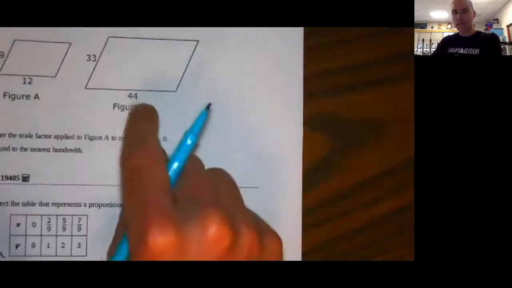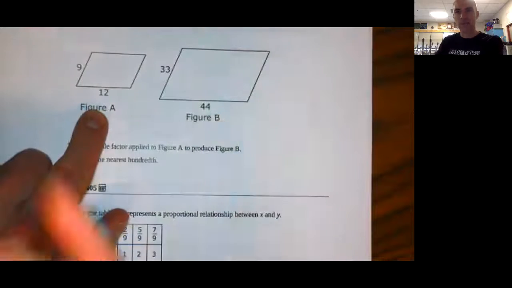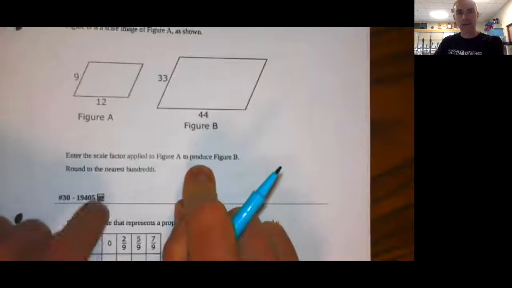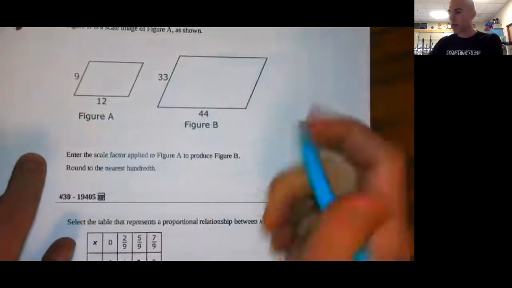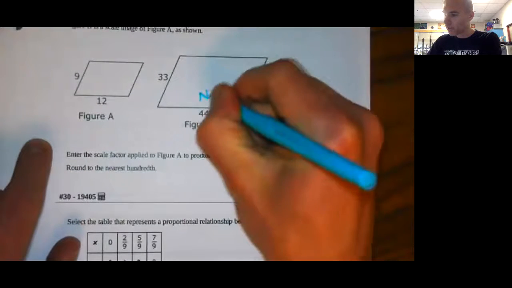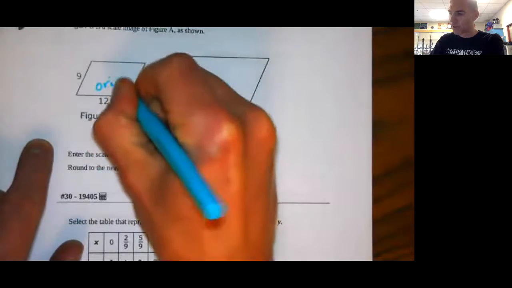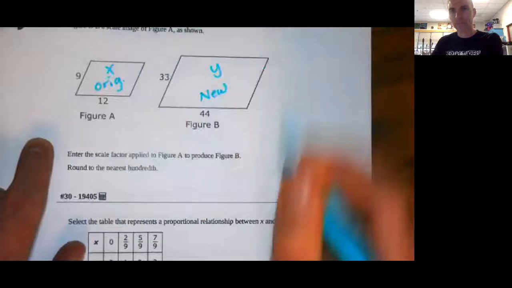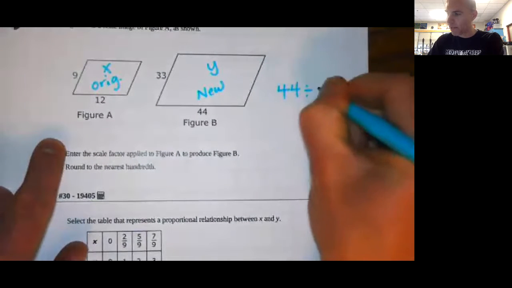Okay, figure B is a scale image, scale copy, scale drawing. These all mean the same thing. Of figure A. Let's find the scale factor and round to the nearest hundredth. So I want to do the new divided by the original. Remember, this is the same as doing Y divided by X. And so the scale factor is going to be whatever 44 divided by 12 is.